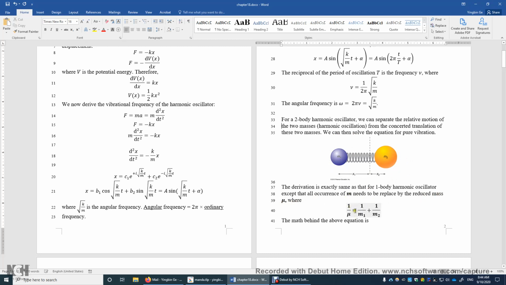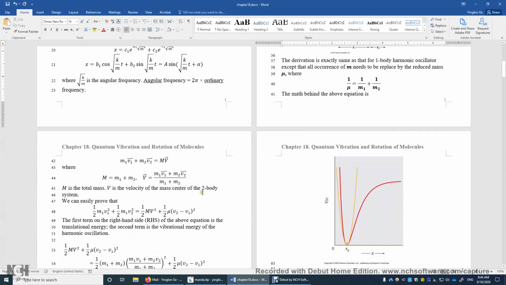1 over mu is equal to 1 over m1 plus 1 over m2. The reciprocal of mu is the sum of the reciprocal of m1 and the reciprocal of m2. Mu is always smaller than m1. Mu is always smaller than m2.